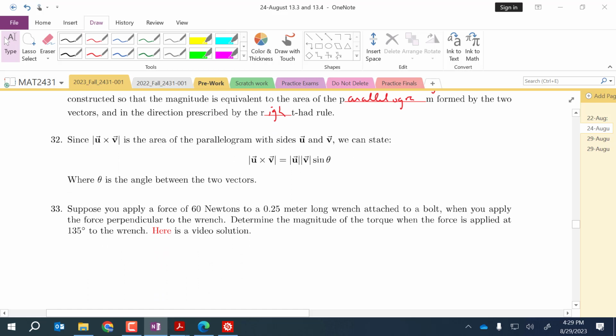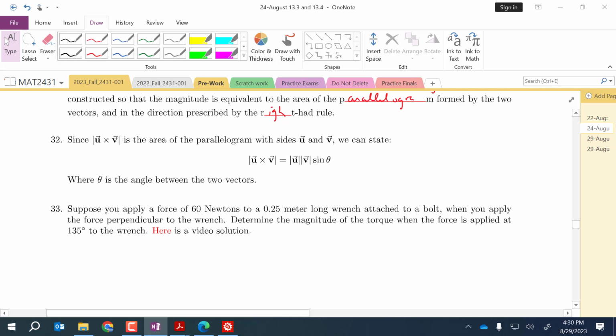So here is a handy formula that we sometimes use based on everything we just said. This is the magnitude of the cross product, but we just said that the magnitude of the cross product is the area of the parallelogram, and we would compute the area of the parallelogram this way. Okay. So here you can see a kind of a geometric argument.